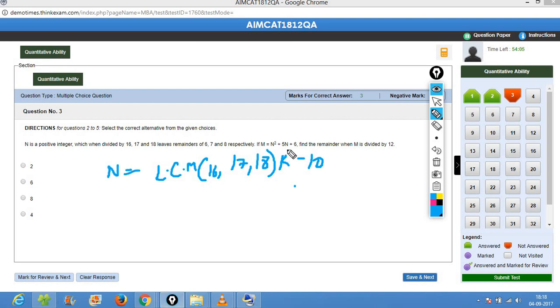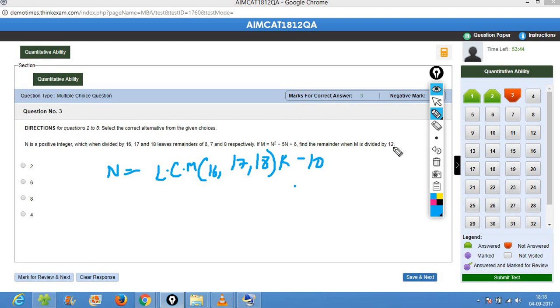N square plus 5n plus 6. I have discussed this type of question with you guys in the numbers class, if you remember. So let's see. I have to divide by 12, so let's find out when n is divided by 12. If you notice, this part is divisible by 12. So basically the remainder will depend on this part, minus 10.